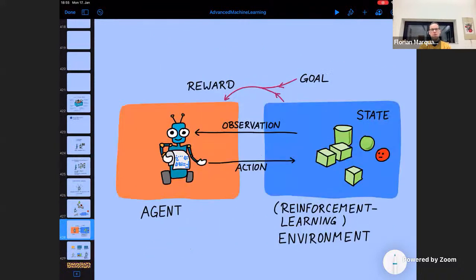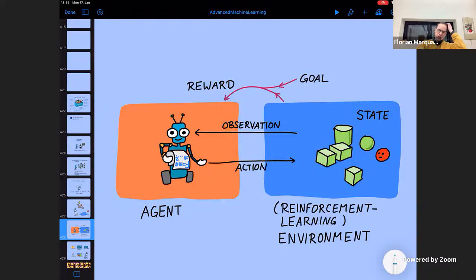And so when people want to formalize this, they often draw pictures like this. So there is the agent on the left-hand side, and there is the environment on the right-hand side. I put in brackets reinforcement learning environment, because in other parts of science like physics, there's other meanings of the word environment, and sometimes they conflict. So it's our reinforcement learning environment, basically all the world around the agent. The agent produces actions that change the environment. The environment can be at least partially observed by the agent. And then there's the reward.